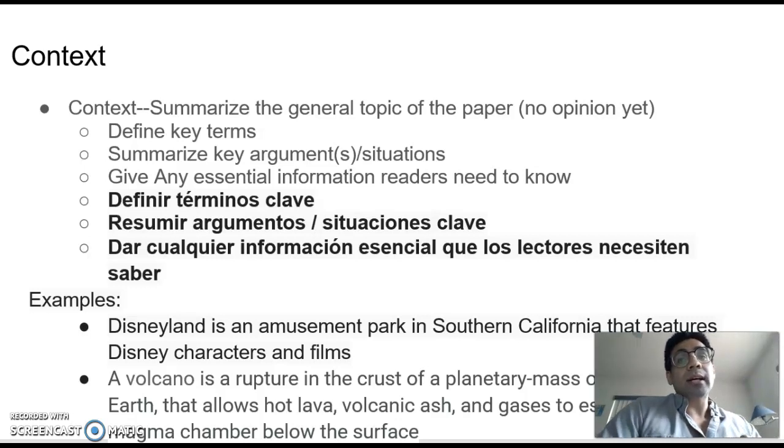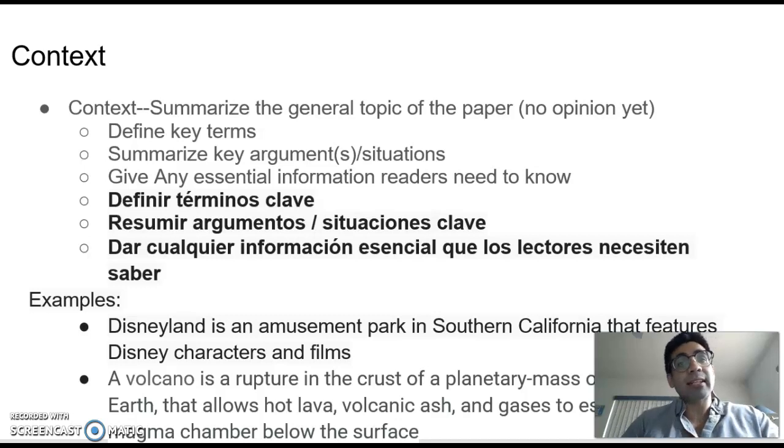So definir términos clave, resumir argumentos y situaciones clave, dar cualquier información esencial que los lectores necesitan saber.